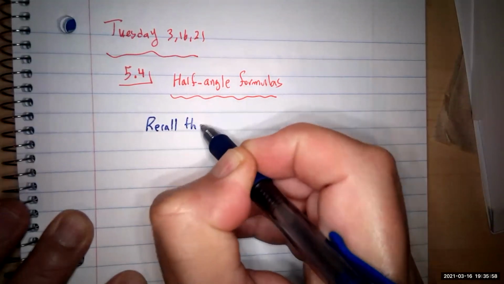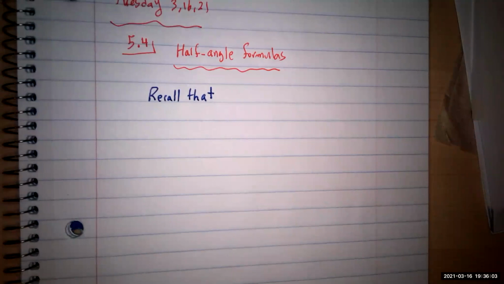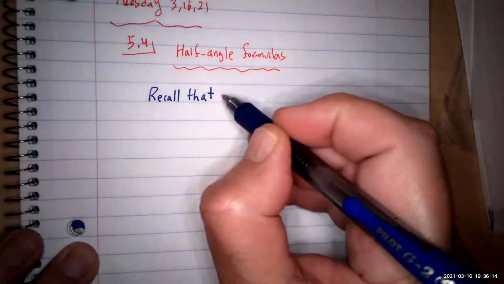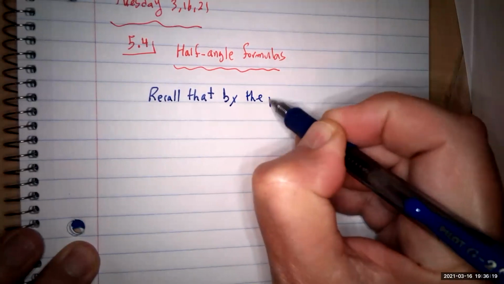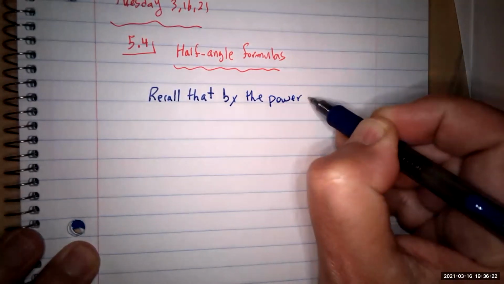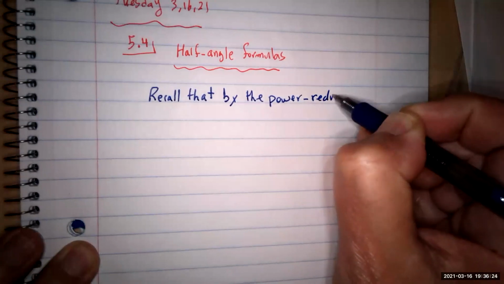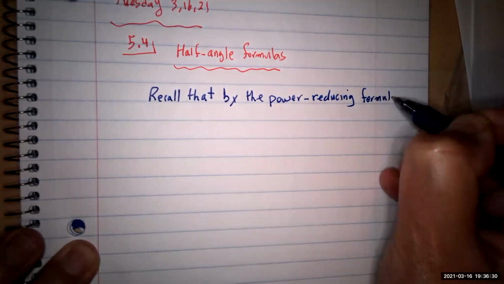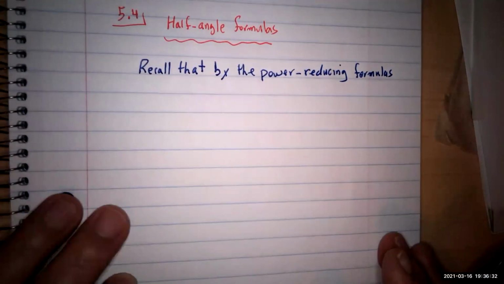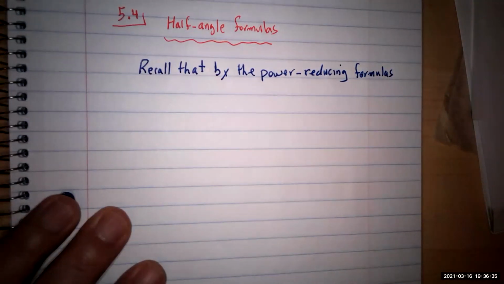Okay, recall that. Remember, we created two so-called power reducing formulas for the double angle, if you like. That would enable us to get this thing. So recall the power reducing formulas. This is what we had for this one. We would like to reduce the power.